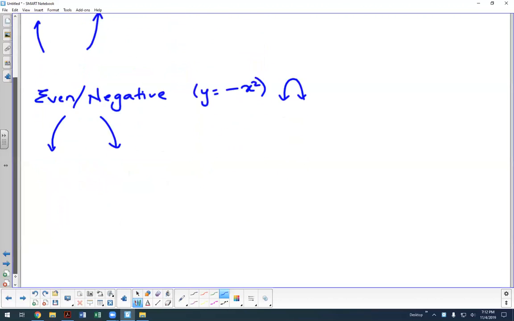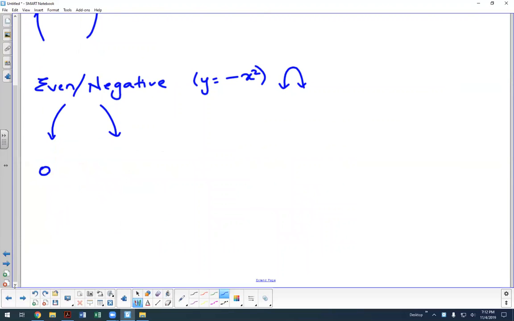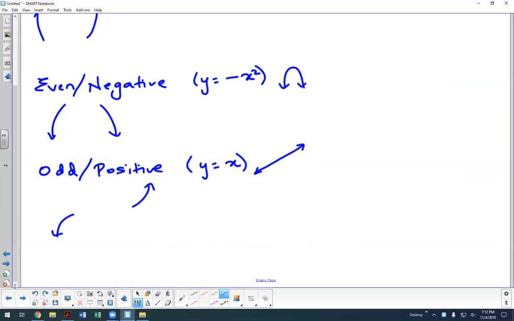So in that same sense, if we have an odd exponent with a positive leading coefficient, you can think of the cube function, or you can just think of y equals x, which is a line with a positive slope going up. So in this case, one arm is actually going up and the other arm is going down.